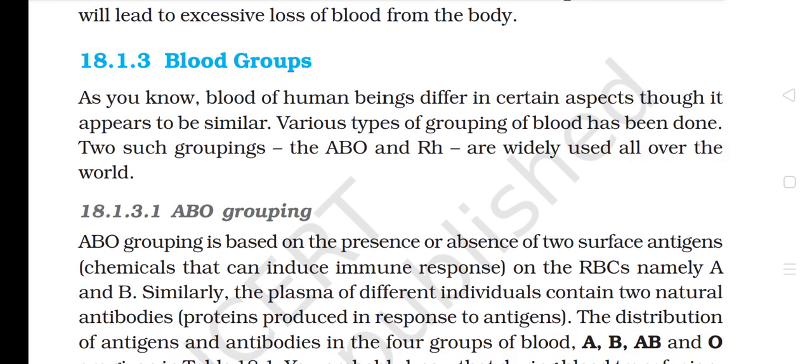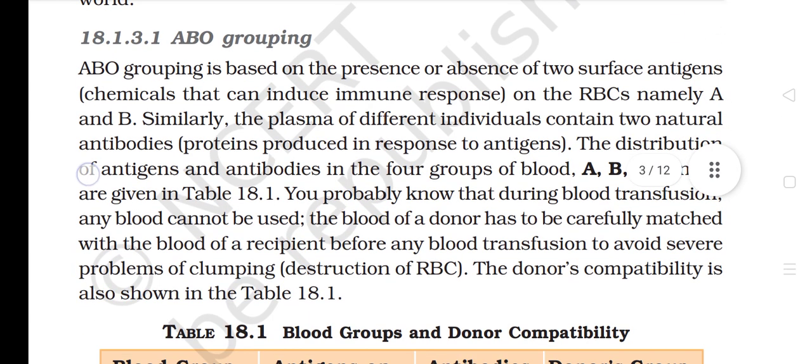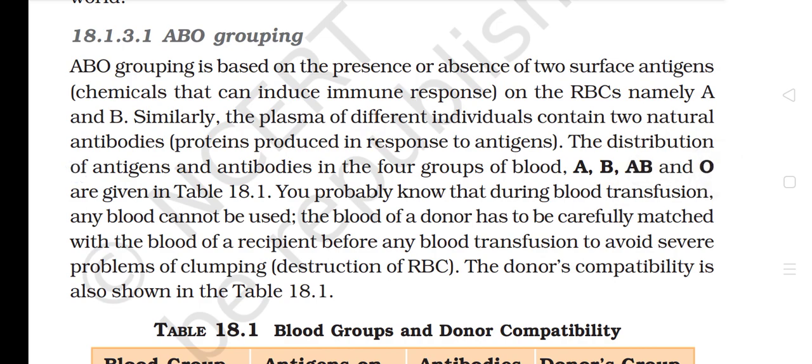18.1.3 Blood groups. As you know, blood of human beings differs in certain aspects though it appears to be similar. Various types of grouping of blood has been done. Two such groupings, the ABO and the Rh, are widely used all over the world. ABO grouping. ABO grouping is based on the presence or absence of two surface antigens, chemicals that can induce immune response, on the RBCs, namely A and B.